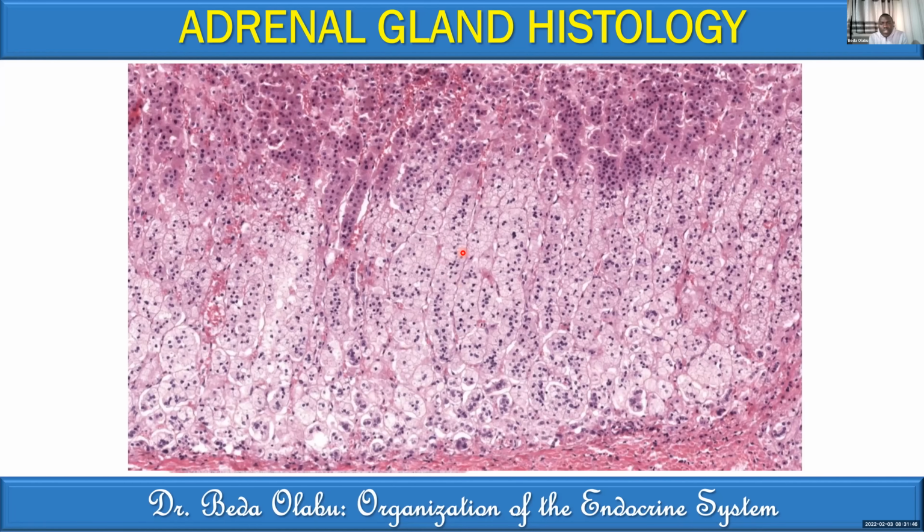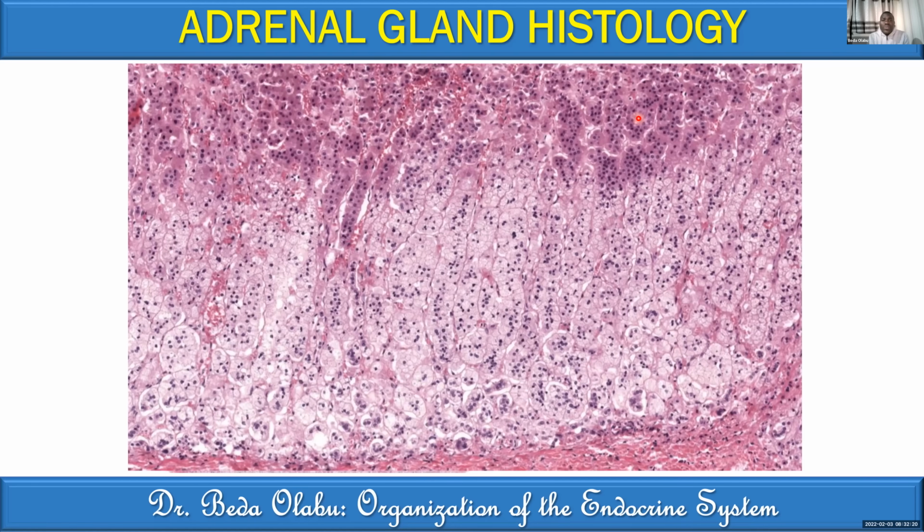The gaps between the cords are vascular channels that allow passage of blood from the subcapsular zone all the way through the cortex to the medulla. Then this inner side of the adrenal cortex is what we call zona reticularis. This zone consists of cells which form a network. The cords form a network. Reticular means network or branching.